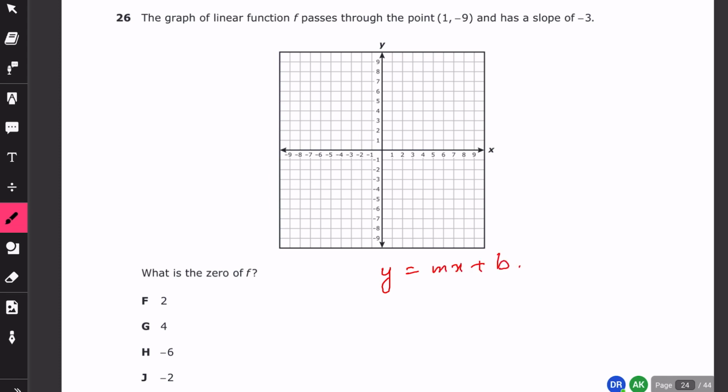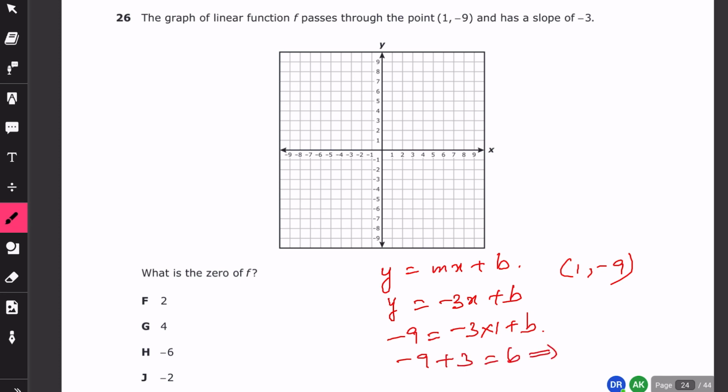So therefore here you can write the slope, it is -3, times x plus b. We'll find b because you know that it passes through the point (1, -9). So when it passes through the point (1, -9), we'll just put it in this. So -9 is equal to -3 into 1 plus b, which is equal to -9 plus 3 is equal to b, which implies that b is equal to -6.